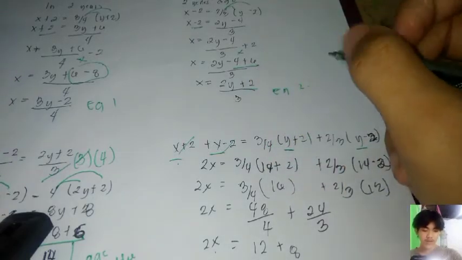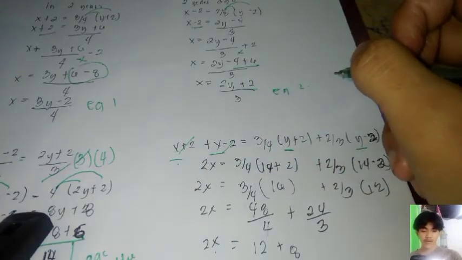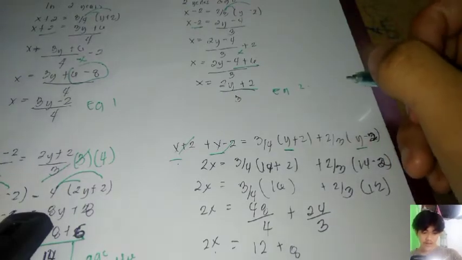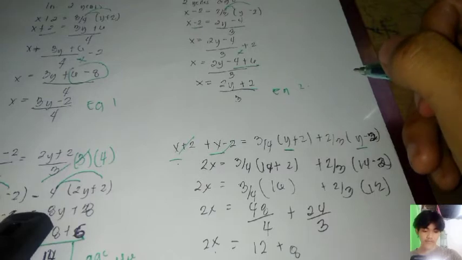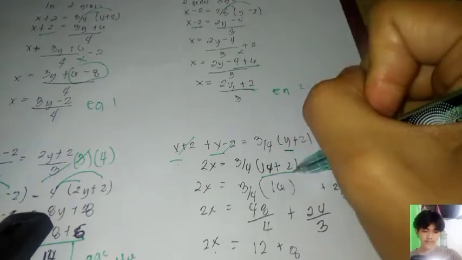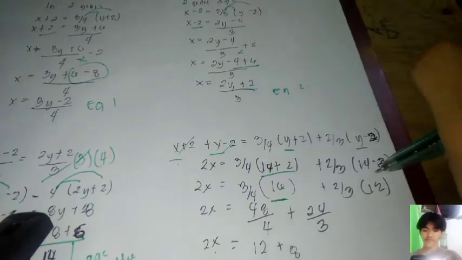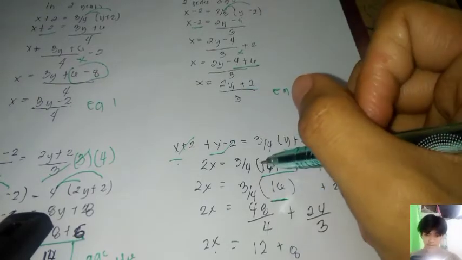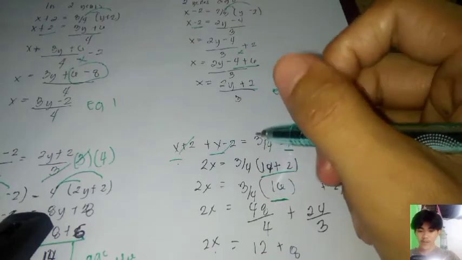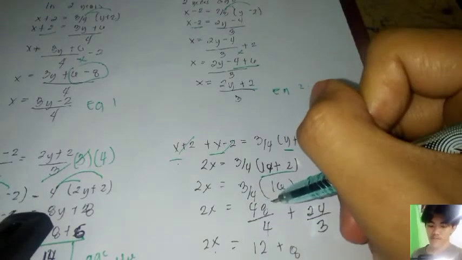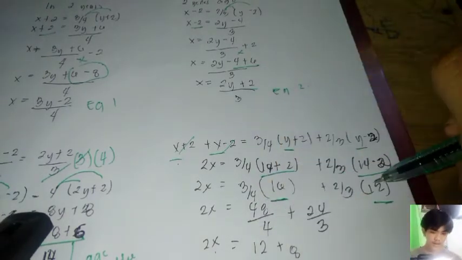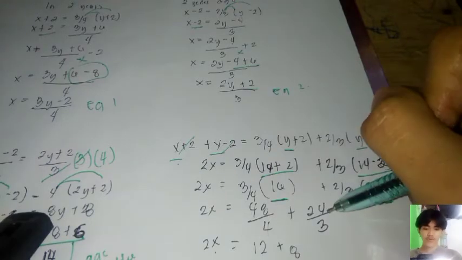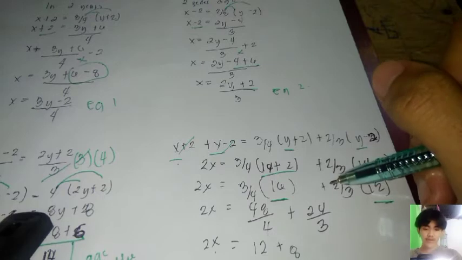So we have 3/4 quantity of 14 plus 2 plus 2/3 quantity of 14 minus 2. So let's add this. So we have 16. And let's subtract this. So we have 12. Then let's multiply the 3/4 to 16. So we have 48 over 4. And let's multiply the 2/3 to 12. So we have 24 over 3.